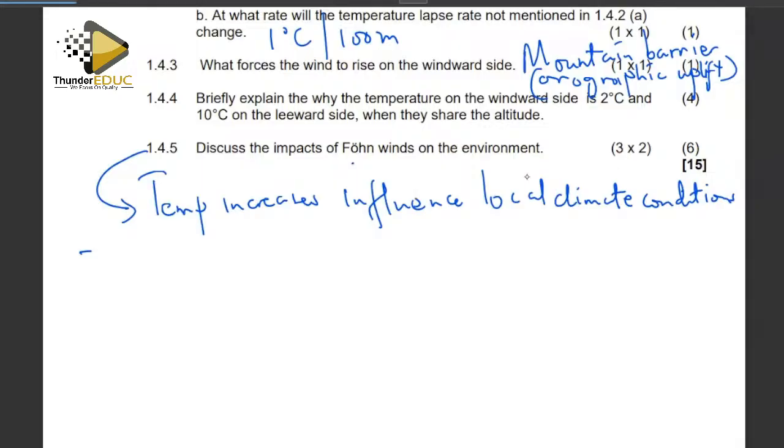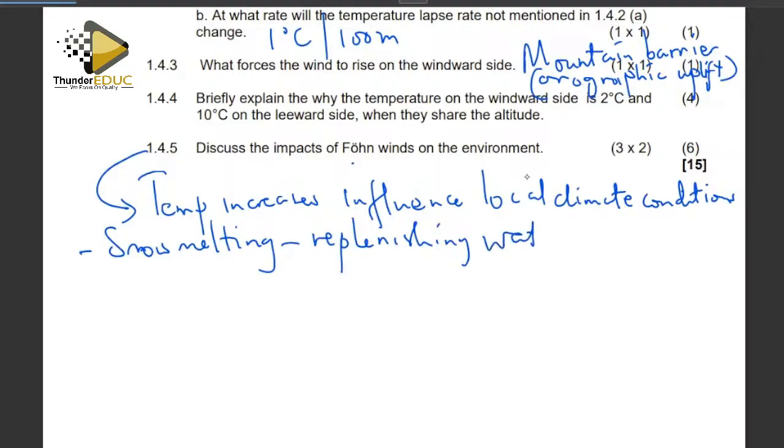And also in Central Europe it is going to cause snow melting. And snow melting can have a positive impact. It can help in replenishing water sources. Then it can also facilitate drought conditions.